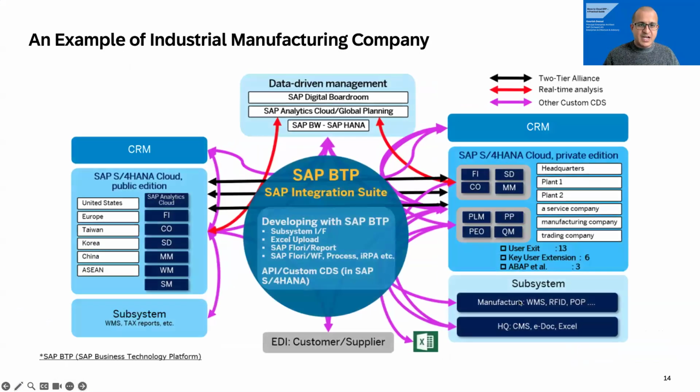Another example is a large industrial manufacturing company where they had public cloud edition for one of their businesses across the United States, Europe, and Asian countries, and also a private cloud instance for their headquarters and some of the other legal entities that were part of the existing private cloud edition. And that was fully integrated using the Integration Suite for all master data, transactional data, as well as all the transactions that were going through the system.